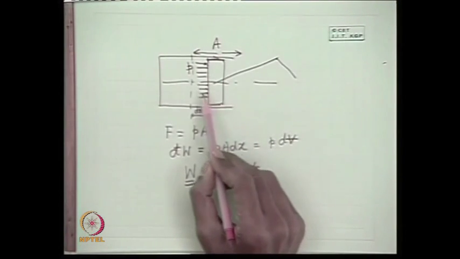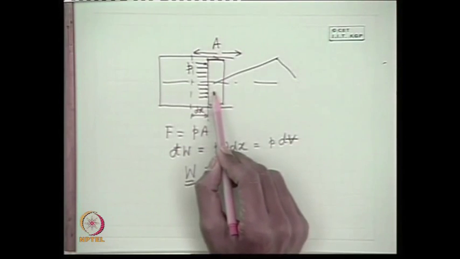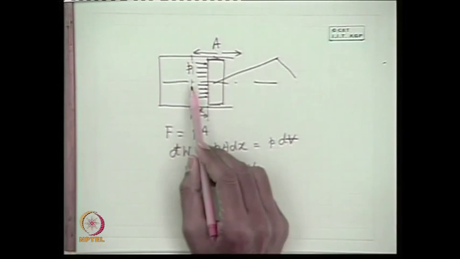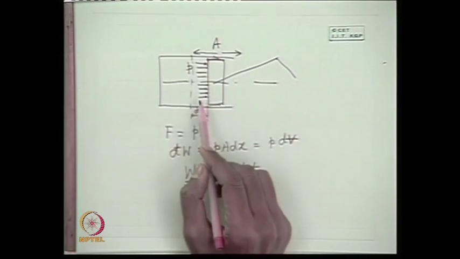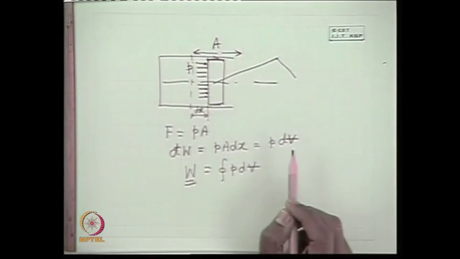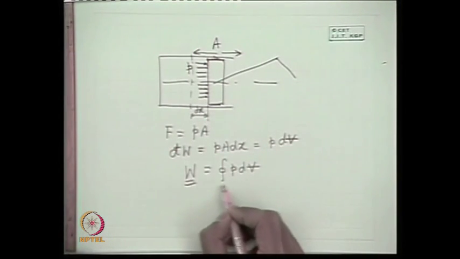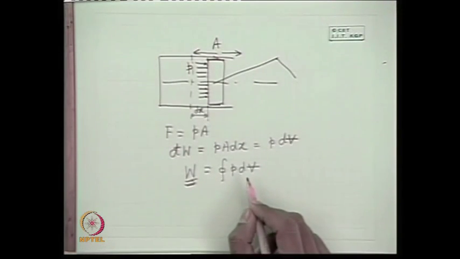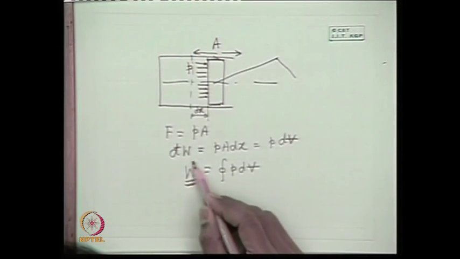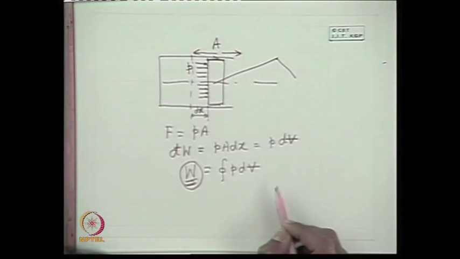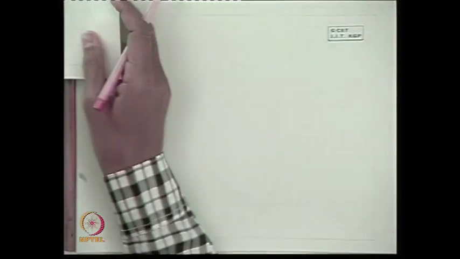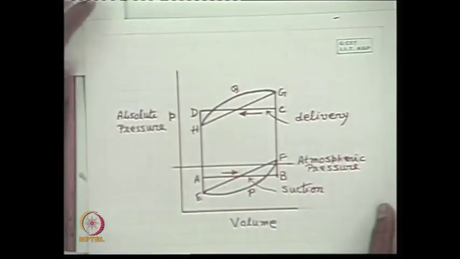Because of this work which is being imparted by the piston to the fluid, its pressure is increased. That means this work, when imparted on the fluid, is gained as energy mainly in the form of pressure energy. So the pressure of the fluid is increased. Therefore, this quantity can be found from a pressure volume diagram. That is, this work is the area of a pressure volume diagram. So if we now see what the pressure volume diagram should be over a cycle for this type of reciprocating machine, we just see this way.